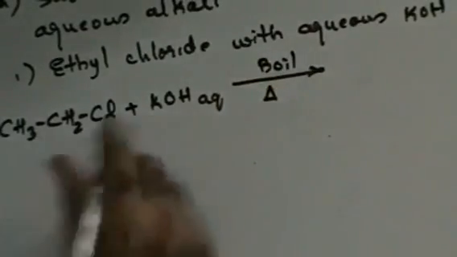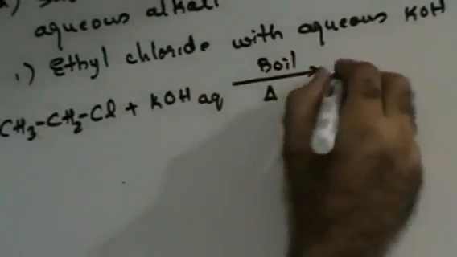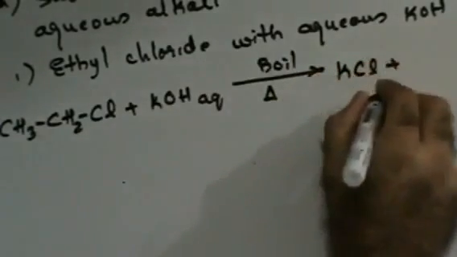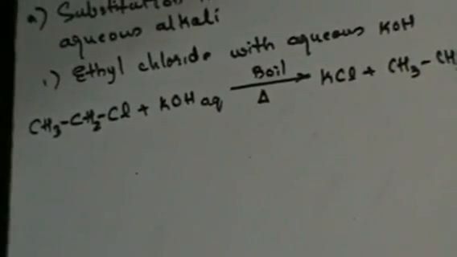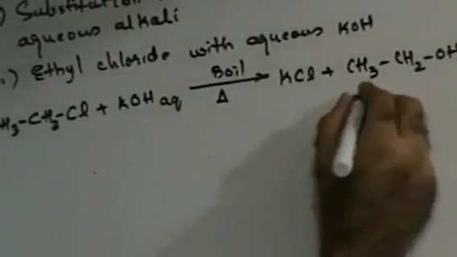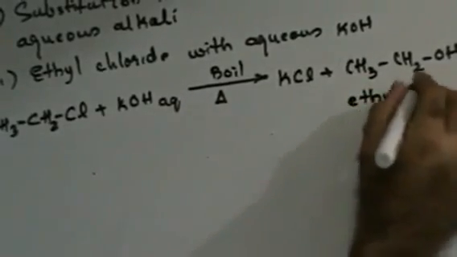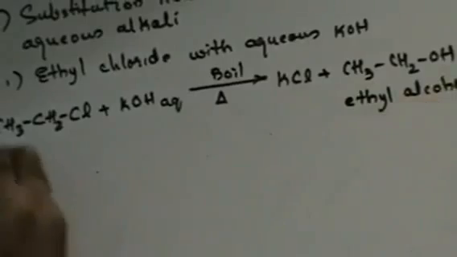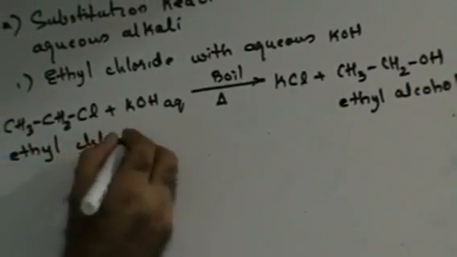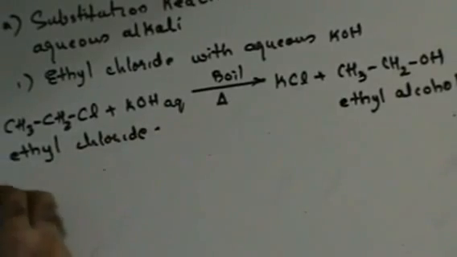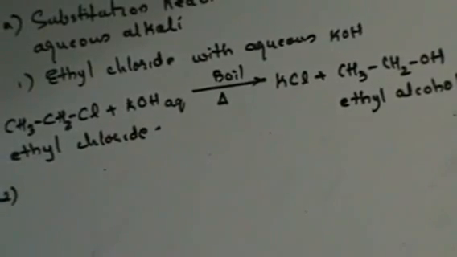Right? In which case K will react with Cl to give you KCl plus CH3 CH2OH. What you will get is ethyl alcohol. Two carbon atoms, therefore ethyl, OH, therefore alcohol. This is ethyl chloride. So you will get ethyl alcohol. Next, let's see a similar reaction.